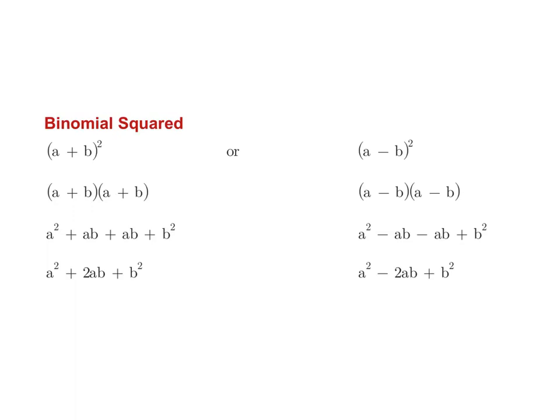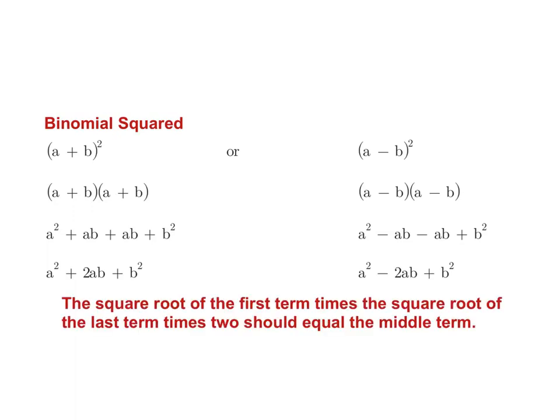Okay, and so to put that, here's what it is. The square root of the first term times the square root of the last term. So if I start where I end, notice this. The square root of a squared is a. The square root of b squared is b. Multiply them together times 2. That's going to be the middle term. So that's another pattern you're going to need to recognize. Square root of a squared times the square root of b squared times 2 gives me the middle term. And that's what this all says.